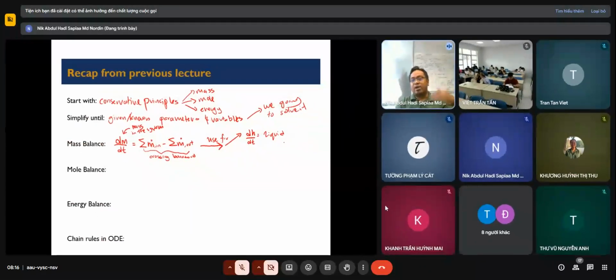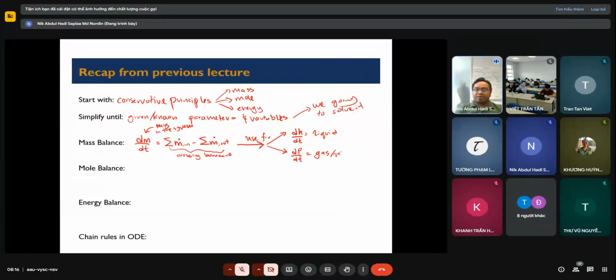the change in liquid height over time. And we also use dm/dt to see the change based on the change in pressure over time. So this is for the gas or vapor system.